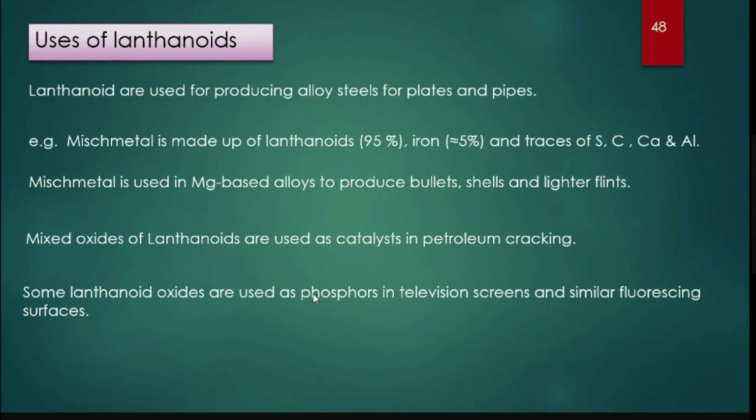Lastly, some lanthanide oxides are used as phosphors in television screens and in similar fluorescing surfaces. Here, what are phosphors? These are the materials used to coat the screen of a cathode ray tube. Cathode ray tube is generally used in televisions. To coat the cathode ray tube screen, they use some lanthanide oxides. This is about the uses of lanthanides.